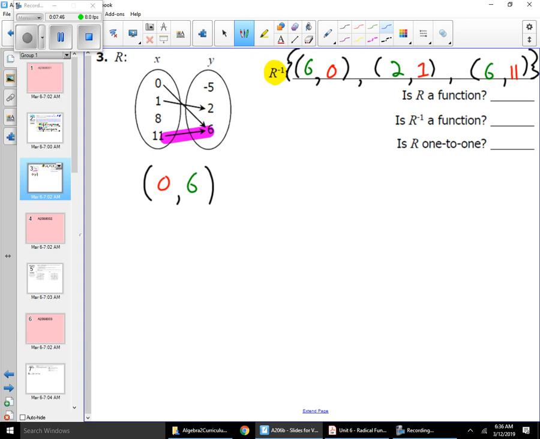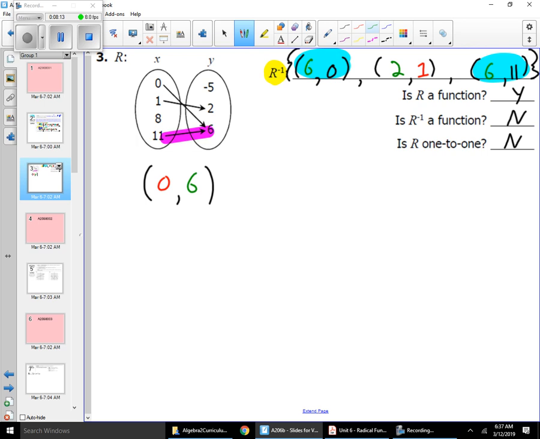So once again, we're in a situation where we started with a function. Our original relation here is a function, so that's quite nice. However, I wound up with an inverse which was not. Because I have that 6 coordinate show up twice in the x position, our inverse here is not a function, so R is not one-to-one.